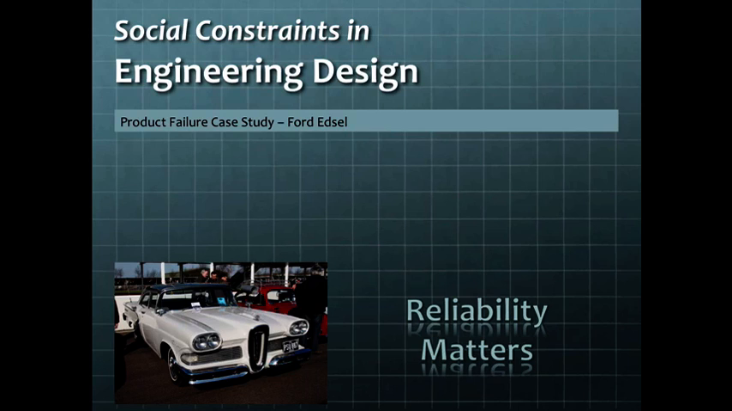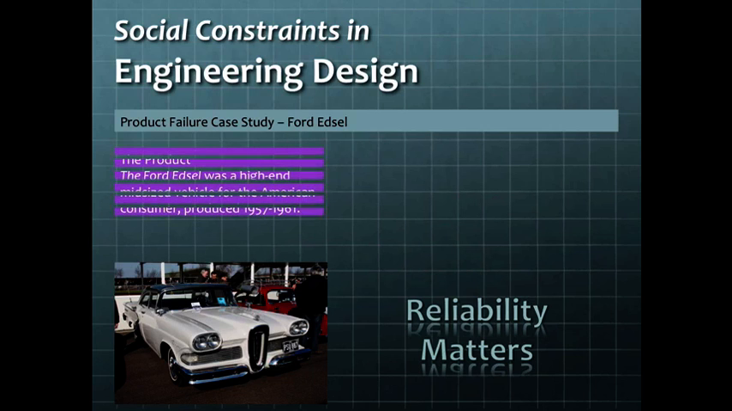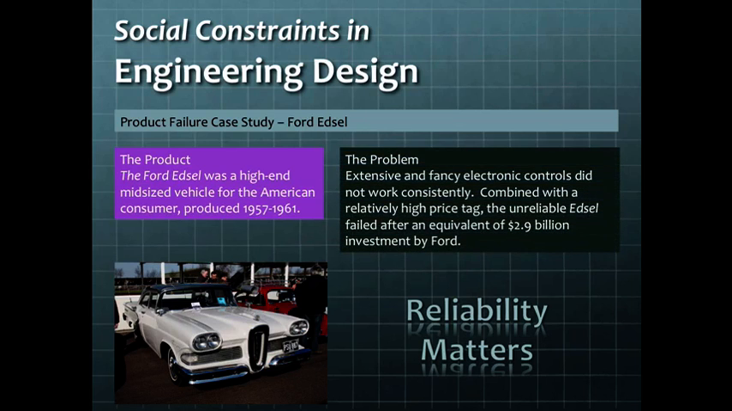Traveling back in time, we can take a look at another technology that was also very advanced for its time, the Ford Expo. Released in 1957, the Expo was a technological marvel with extensive and fancy controls that unfortunately didn't work very reliably and made the already high price tag difficult for many an American to swallow. As a result, despite the $2.9 billion that Ford Motor Company invested in this high-tech wonder for its time, the Expo went out of production in 1961 after never making a profit for Ford.